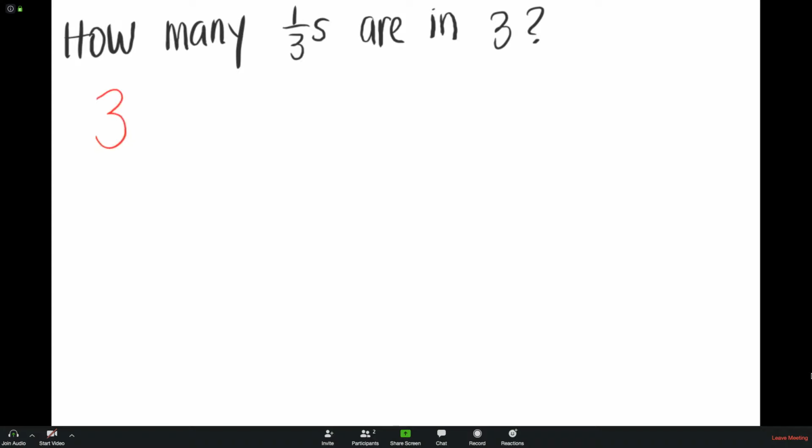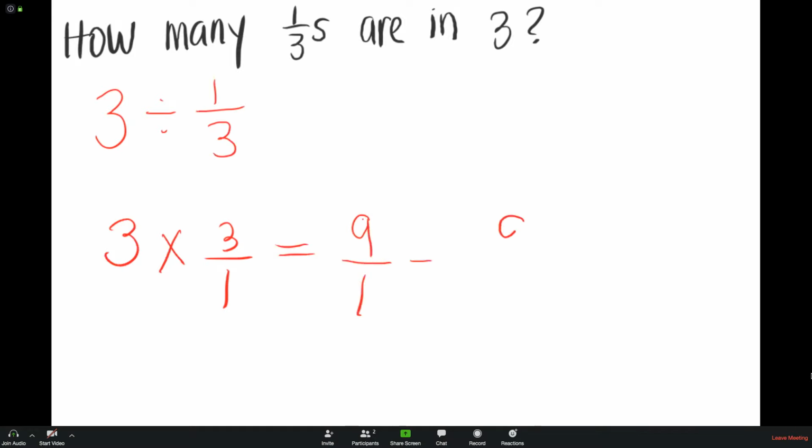3 divided by 1 over 3. And then here, we're going to KFC: keep our first term, flip the second term, change our sign to multiplication. So we work out our problem. 3 times 3 is 9, all over 1. And we want to write it in our correct format.